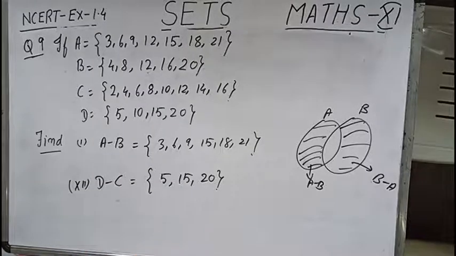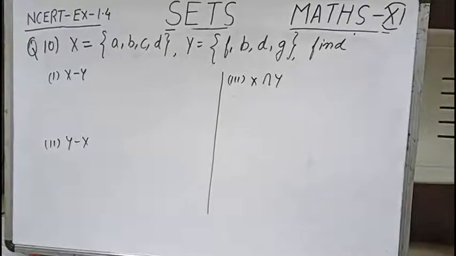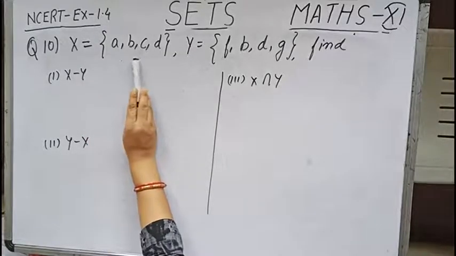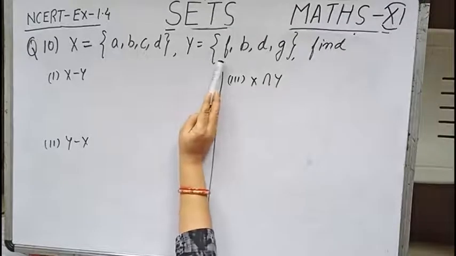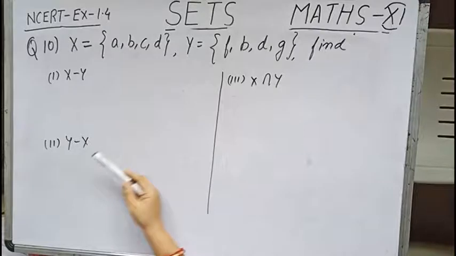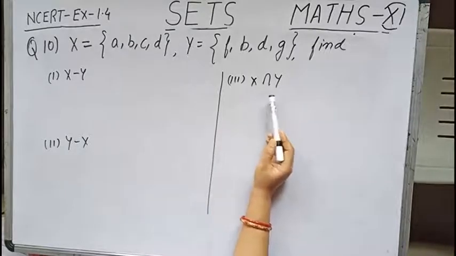Let us move to question number 10. Let us come to question number 10, exercise 1.4 NCERT. Question number 10 says that if x is equals to set containing a, b, c, d, y equals to set containing f, b, d, g, then find the value of x minus y, y minus x and x intersection y.